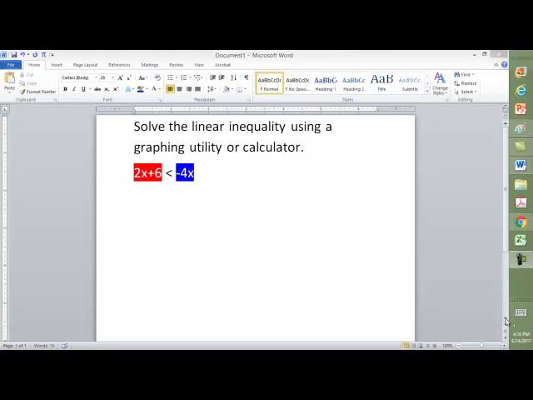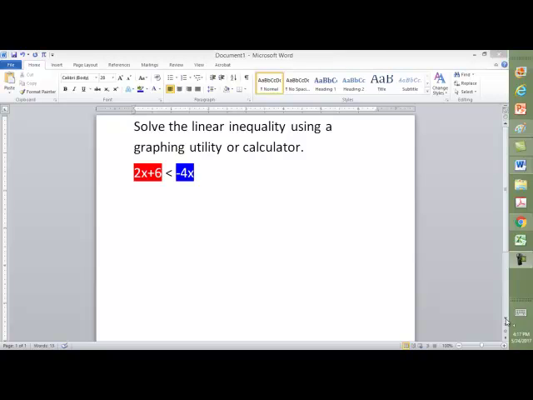In this video, we're going to take a look at how to solve a linear inequality using graphing, where you might have instructions that ask you to use a graphing utility or a calculator. We're going to be using a graphing utility called Desmos. You can either download this onto a phone or tablet for free, or you can go to the website www.desmos.com in order to access it.